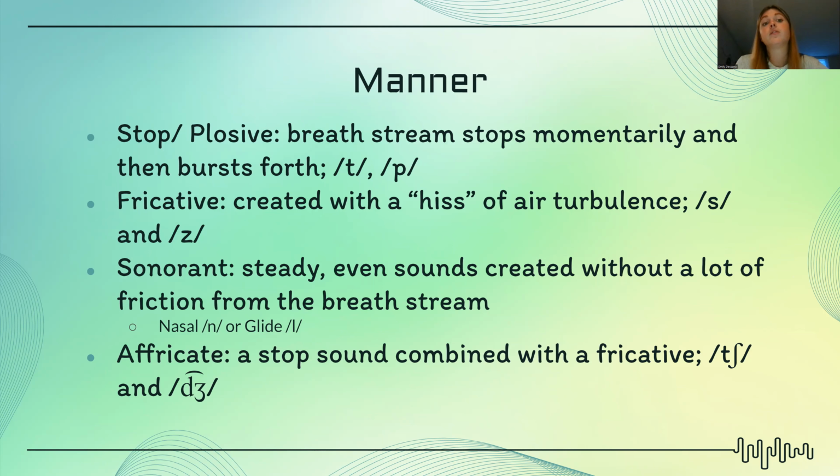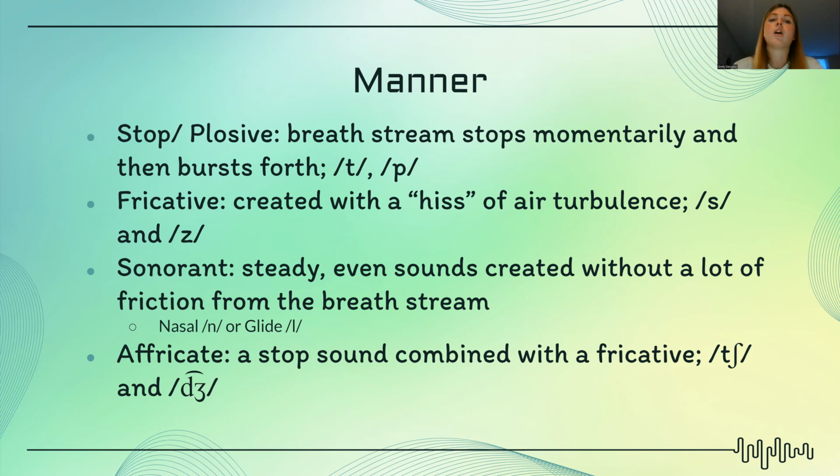The next one is a fricative, and these are named this way because the air kind of makes that friction in your mouth when you say them. Like it says here, it's created with a hiss of the air turbulence. So the way the sound is shaped is by making a constriction in your mouth that causes friction in the air. So like the sound s, you can feel how it's kind of turbulent in your mouth when you make that sound. Those are fricative consonants.